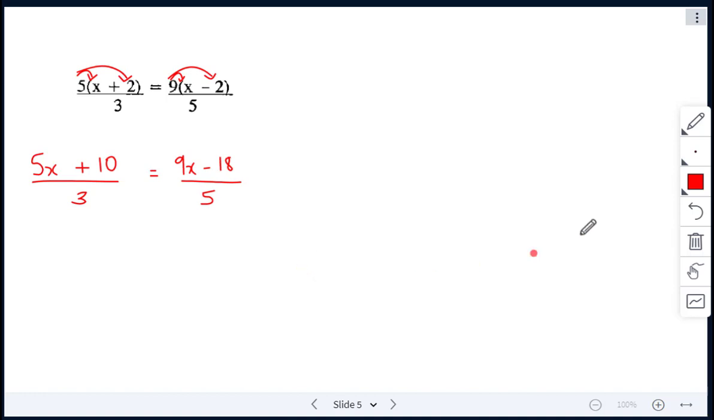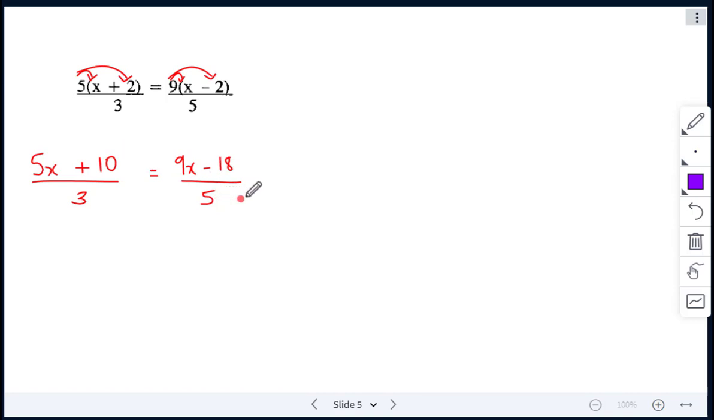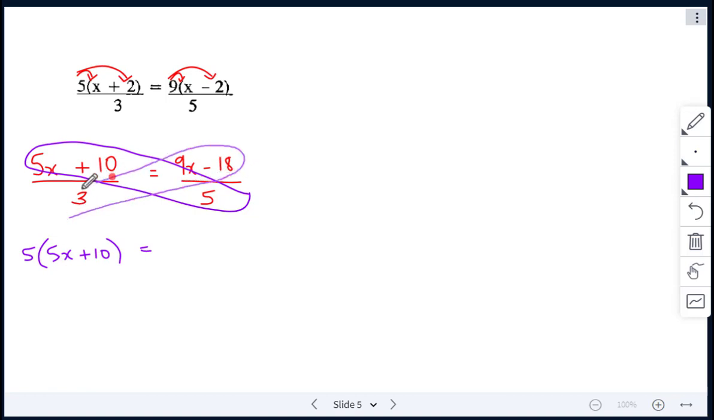All right, so then we can go ahead and do the cross multiplication where we would multiply across like this. Make sure to use brackets. So now we would have 5 times 5x plus 10. Then we would cross multiply this here. So 3 times 9x minus 18.